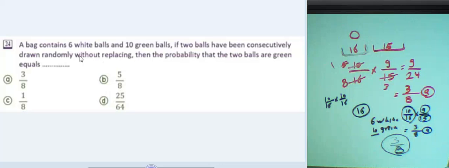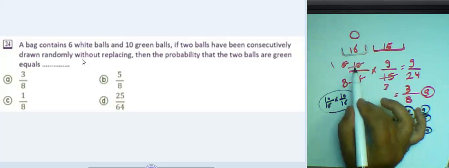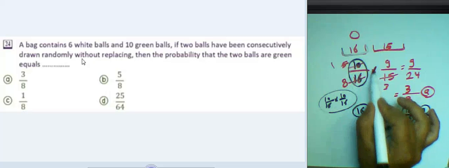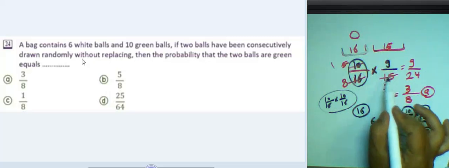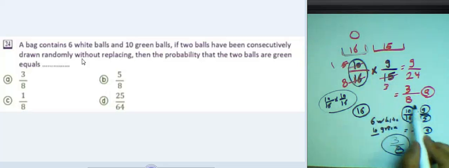What about if the teacher cancels the word without? We must write 10 over 16 multiplied by 10 over 16. But in this example, without replacing means the first draw we choose from 10 balls out of the total 16, and in the second draw we choose 1 ball from 9 balls out of the total 15. The result will be 3 over 8.